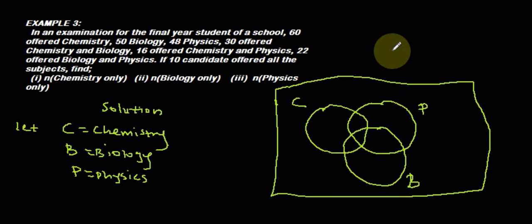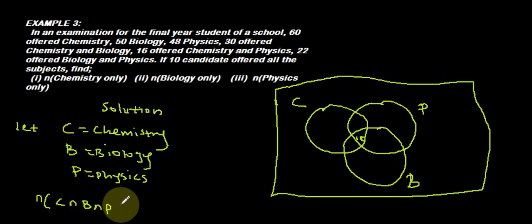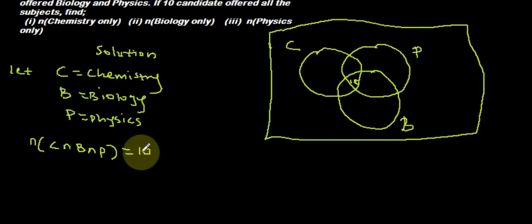Looking at the number of students that offer the 3 subjects, we have 10. So here we have 10. You put it here, 10. So number of students offering C intersection B intersection P is equal to 10. The next thing we have to look at now is the number of students offering 2 subjects.